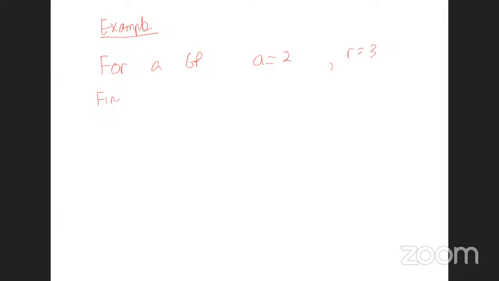Let's see if we could find the sum of the first 6 terms. So you want to find S6. The first thing you'll look at is you'll recognize that R is more than 1. So therefore, we are going to use S_n is A times R to the n minus 1, all over R minus 1. Okay? So plug in all your values.